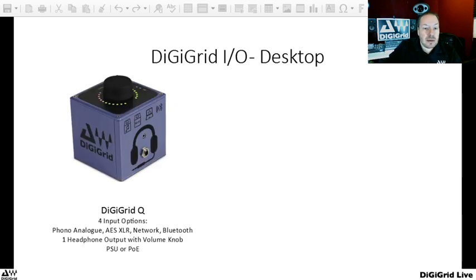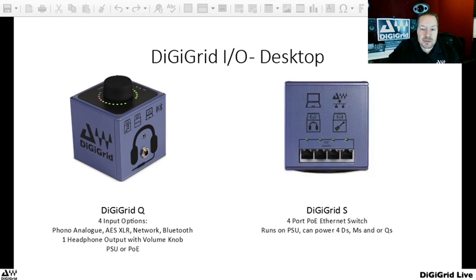Pretty cool. Then we have the DiGiGrid Q, the big helper for all front of house engineers. This is just a headphone amplifier with 4 input options: analog, AES, XLR, network, or via Bluetooth. This one is pretty loud, pretty good sounding, and can also be powered via PSU or PoE. And as we have 3 units which can be powered over Ethernet, we also have a DiGiGrid S, which is a 4-port PoE switch, which definitely needs a PSU and can power up to 4 D, M, or Qs.